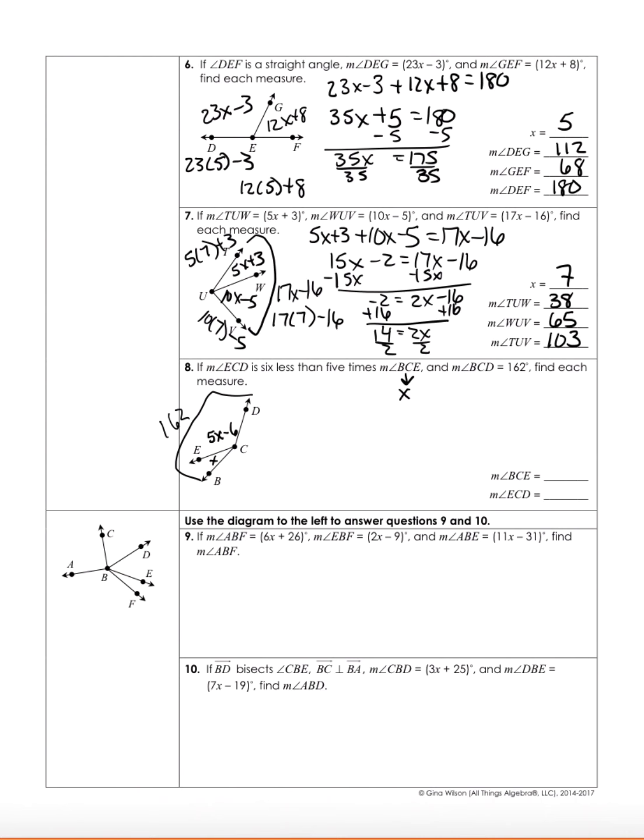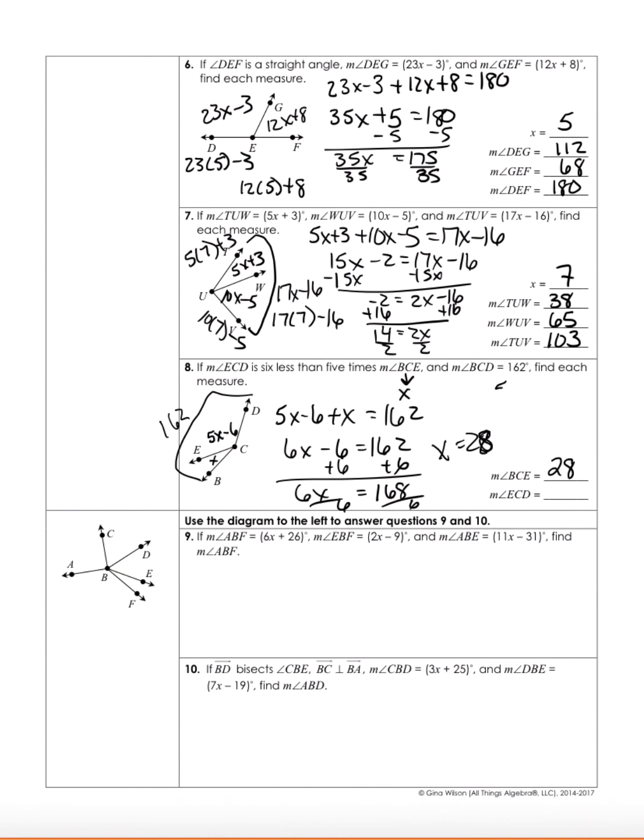So now I've got 2 parts that I can add together to make the whole thing. 5x minus 6 plus another x equals 162. So I can solve that. I'm going to add 6. 6x equals 168. Divide by 6 so that x equals 28. And remember how I let my BCE equal x? So BCE is 28. And then I can plug in 5 times 28 minus 6. I can do that in my calculator and get 134.